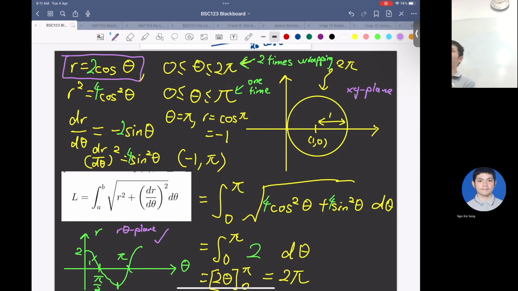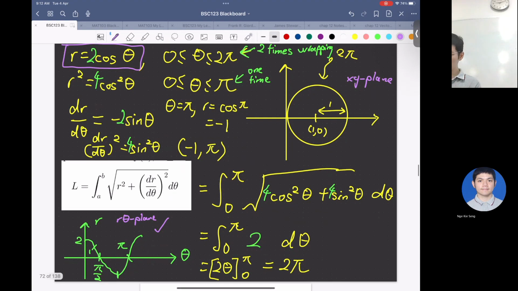Remember the example we talked about just now. We have the r theta constant line, but when we put it into the XY plane, the line wraps and becomes a circle. It wraps infinitely many times. So if you want to wrap just one time, how to determine from where to where? First you plot out the r theta plane graph.